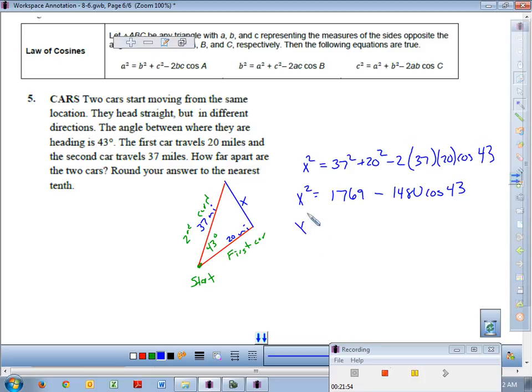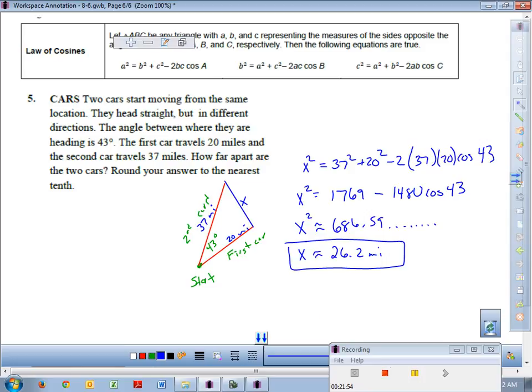And that's what x squared is about. So I punched it in, and I got about 686.59, and so on. And that needs to get square rooted, so I will second square root that answer and say x is about 26.2 miles.